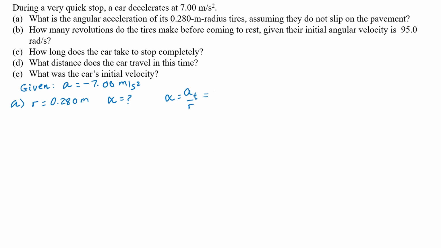Alright, so we are given the tangential acceleration as negative 7 meters per second squared. Divide that by the radius, which is given to be 0.280 meters. And that yields negative 25.0 radian per second squared.